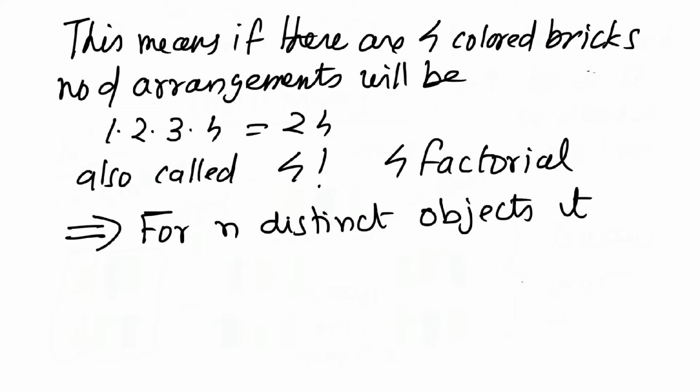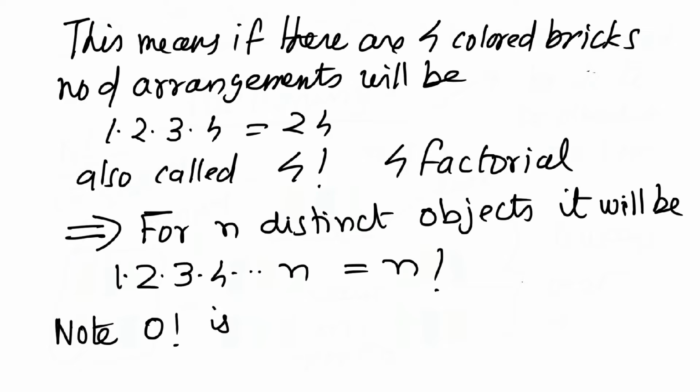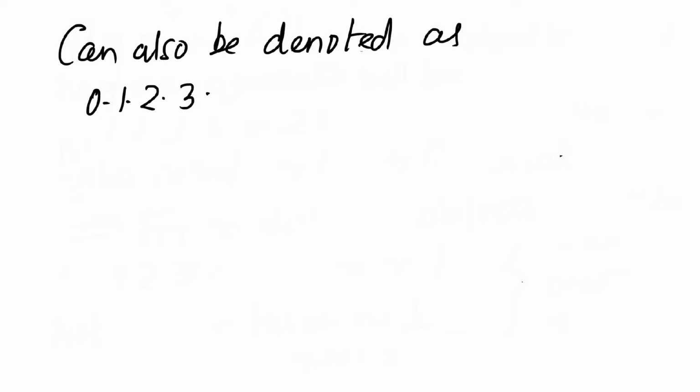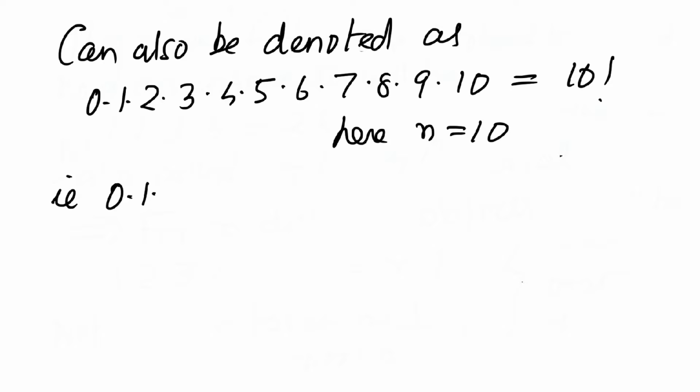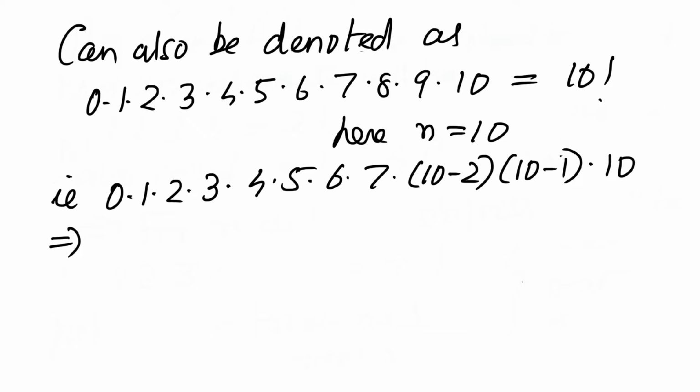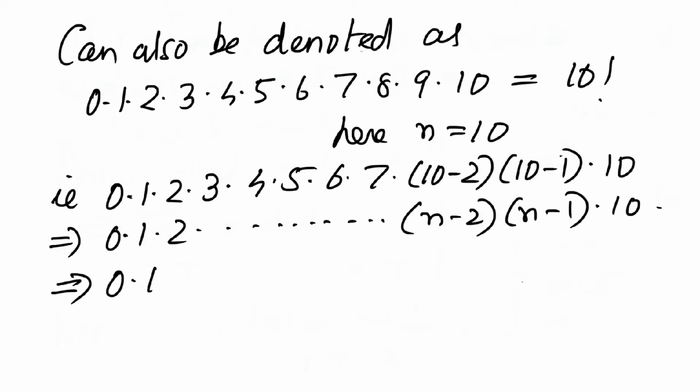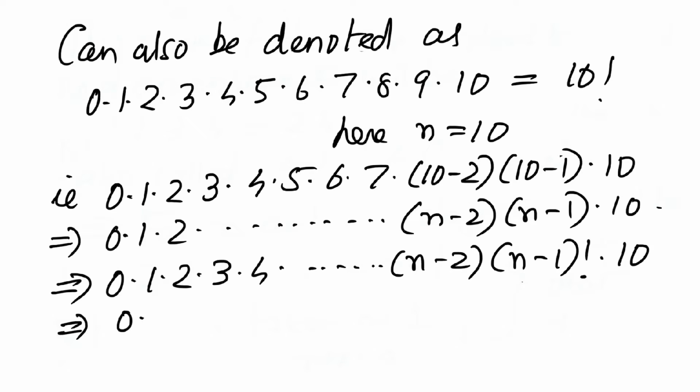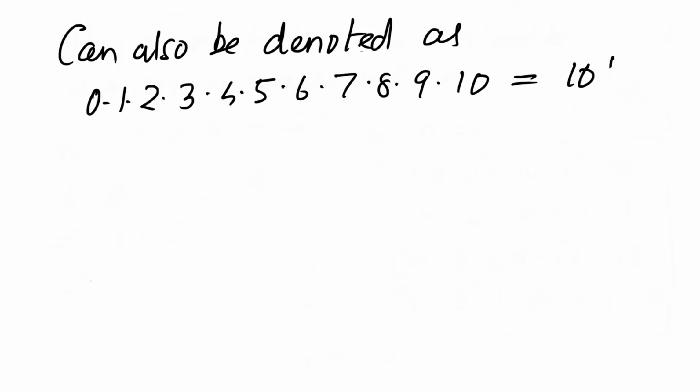Naturally, for n distinct objects it will be n factorial. So note that 0 factorial is taken as 1. Now an interesting point is that for 10 distinct objects it will be 10 factorial, which basically means that the 9th object can be denoted as 10 minus 1, the 8th object 10 minus 2, which means that the 9th can be denoted as n minus 1 and the 8th n minus 2, which also means that we can write the whole calculation as n minus 2 factorial times n minus 1 times n.